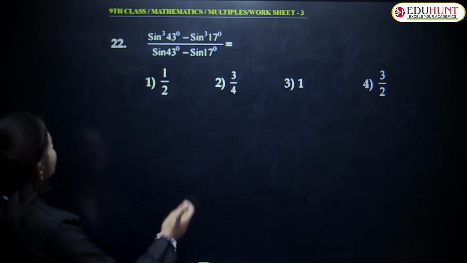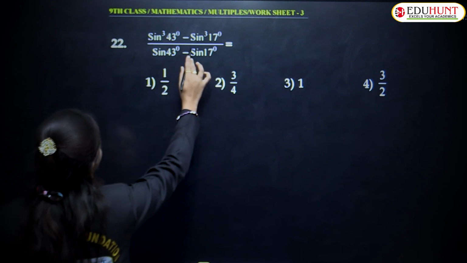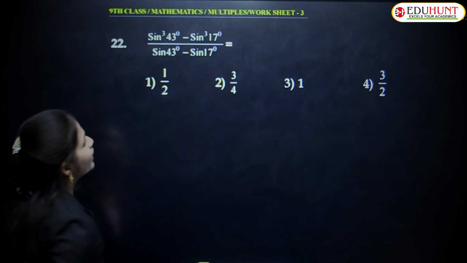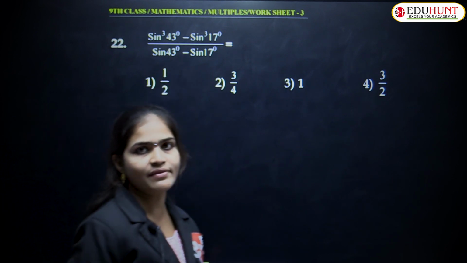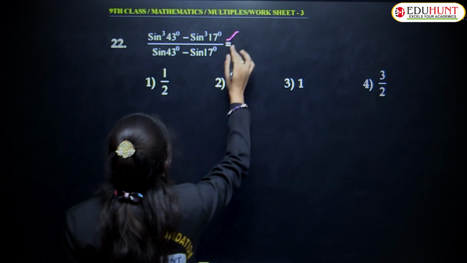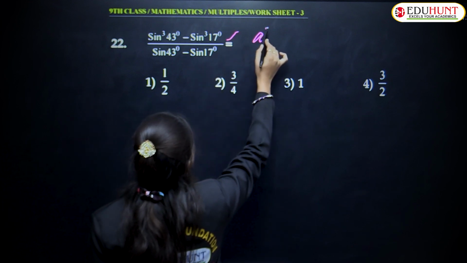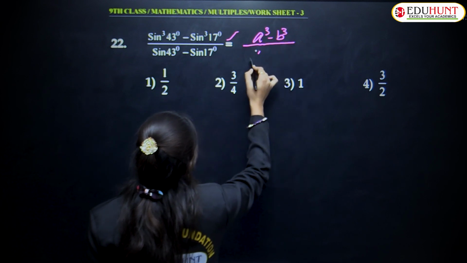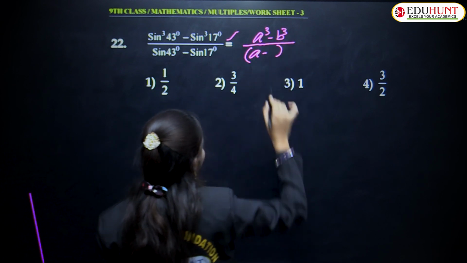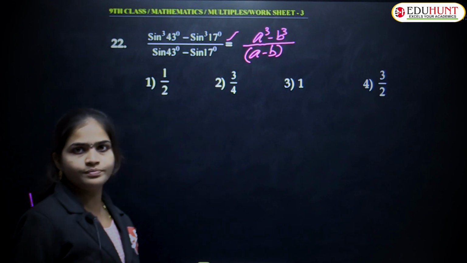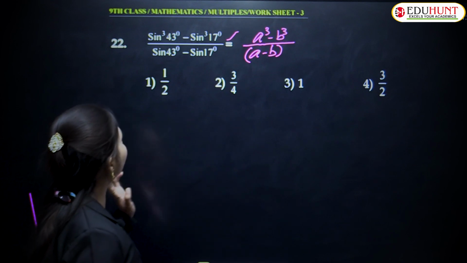Sine cube 43 degrees minus sine cube 17 degrees, whole by sine 43 degrees minus sine 17 degrees. When you observe the numerator, this is in the form of a cube minus b cube, yes or no? a cube minus b cube by a minus b. This is in the same form only, no? So apply that formula here.